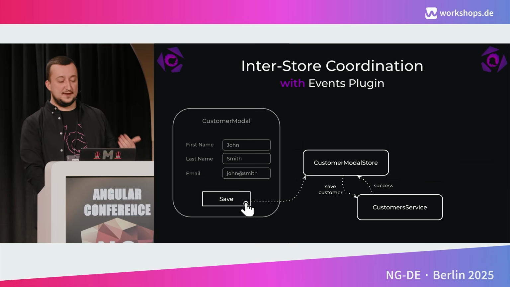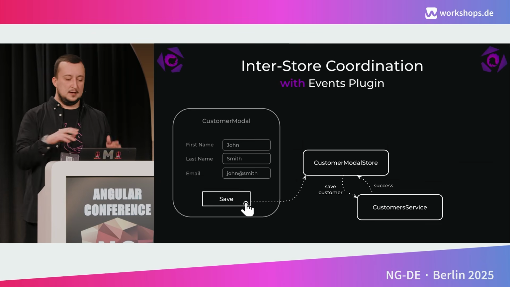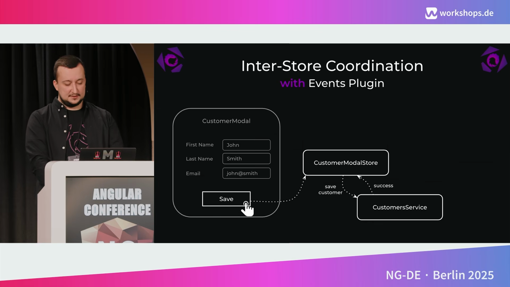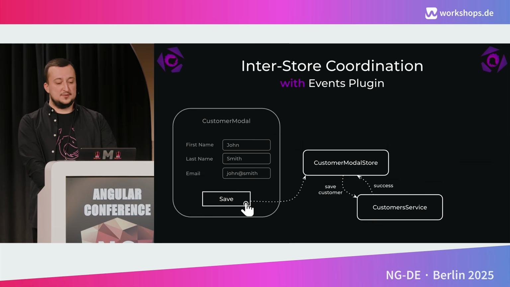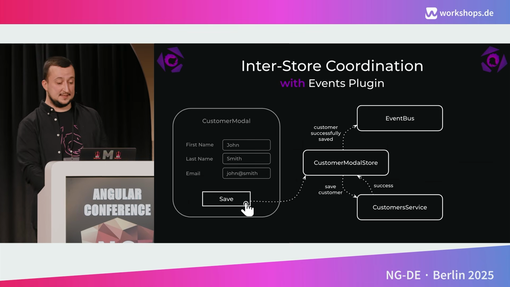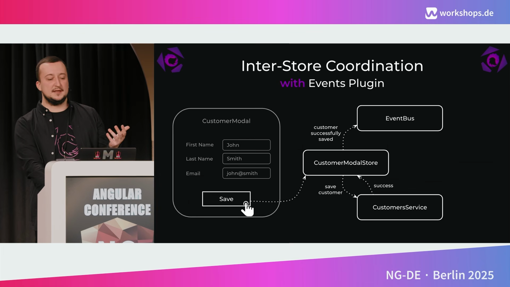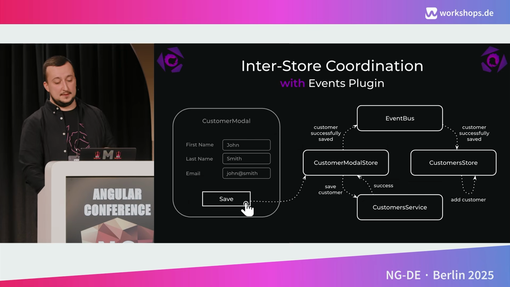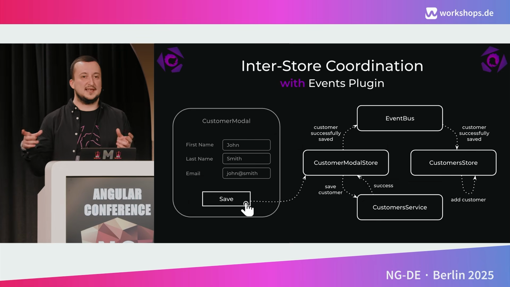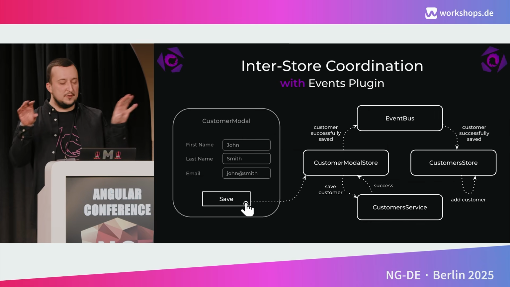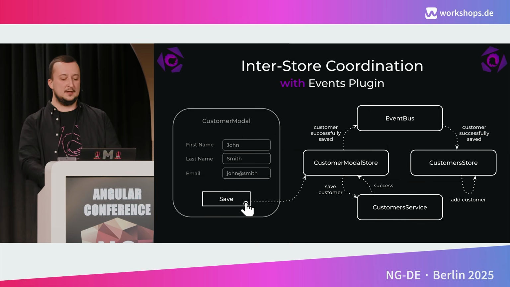On the other hand, with the Events plugin, the first part remained the same. When save is clicked, we are calling a method from a customer model store. We are saving customer, and then on successful response, instead of injecting the global store and calling its methods explicitly, we are going to dispatch the event to the event bus, which is dispatcher in our case, that customer is saved successfully. Then in a customer global store, we can listen to this event and we can add customer to the collection. So this way we don't have direct dependency between these two stores.